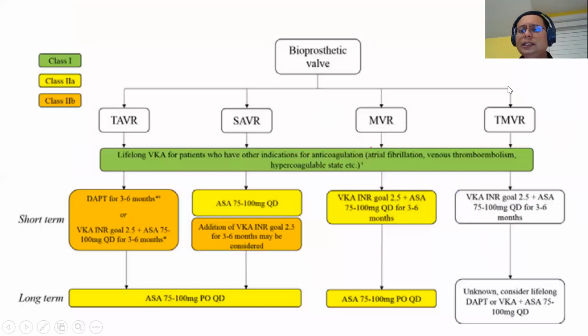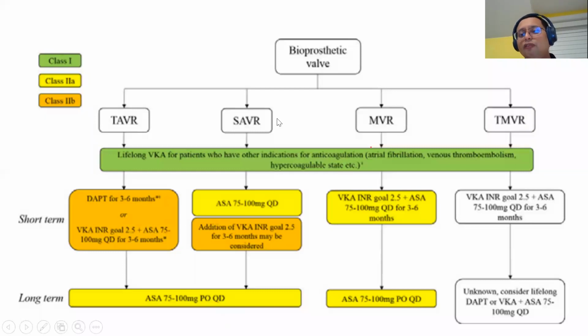Now, this is something that I think a lot of us don't realize. Okay, now because there is a risk of bioprosthetic valve thrombosis, the surgeons have become aware that even in a bioprosthetic valve, you need to anticoagulate the patient. So look at this guideline from ACC/AHA. Okay, if you do a TAVR valve, after the procedure, either you give dual antiplatelet for 3 to 6 months, or you give warfarin plus aspirin for 3 to 6 months. Then after that, you give aspirin.